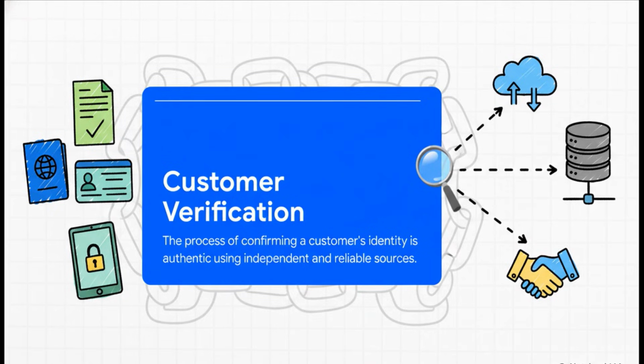But just collecting a bunch of information isn't enough, right? That's where verification comes in. This is the prove it step. It's where you confirm that the person or business is actually who they say they are. And you can't just take their word for it. Nope. You have to use independent, reliable sources.